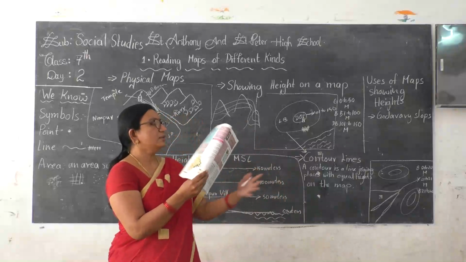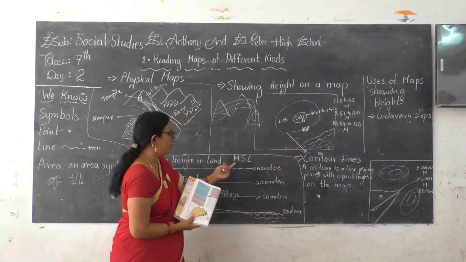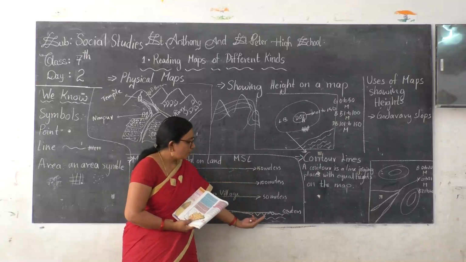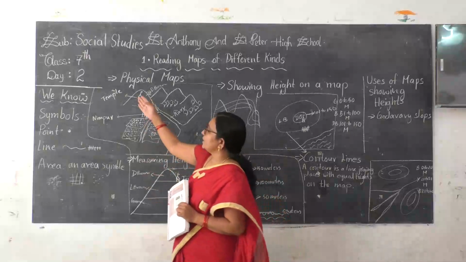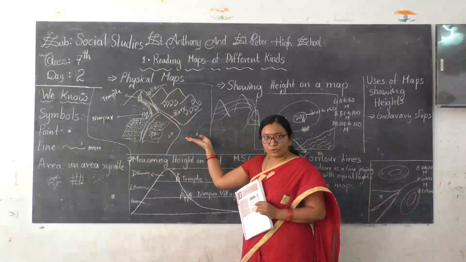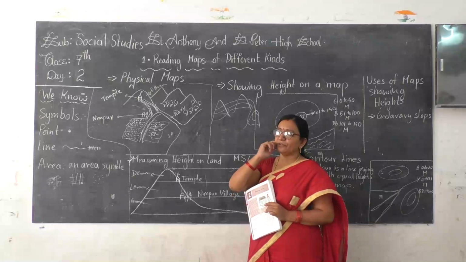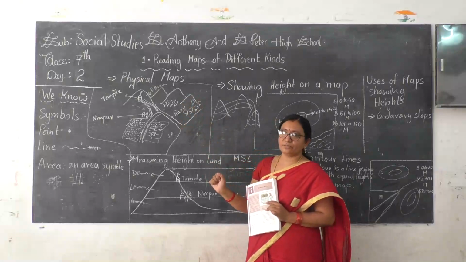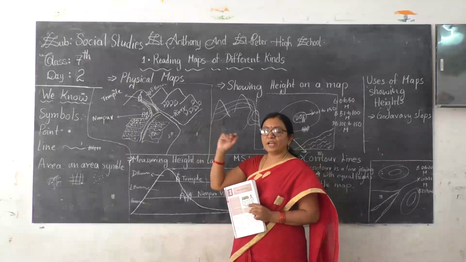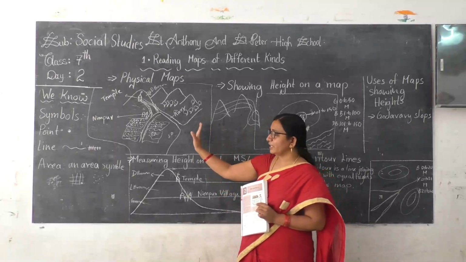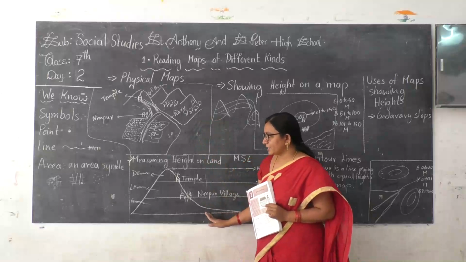I have already explained to you about the mean sea level, how the mean sea level is used. Let us once recall everything. Physical maps, it is a picture of the map which doesn't give all the information, just a part of the information we are getting, but it is hiding. That is the reason we can't call it a perfect map. It is a picture.